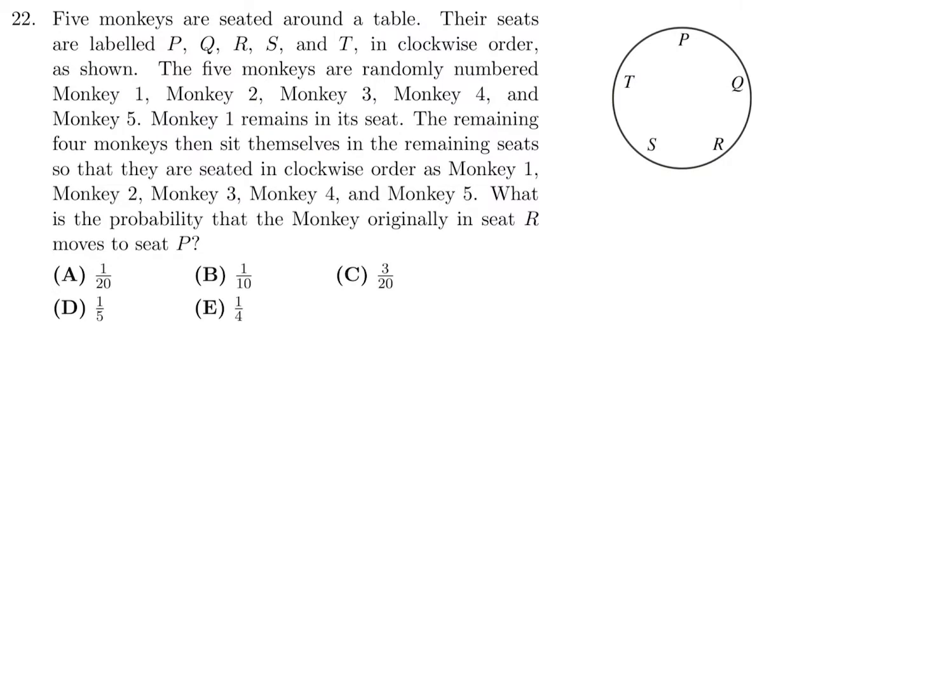Five monkeys are seated around a table. Their seats are labeled P, Q, R, S, T in clockwise order, as shown. The 5 monkeys are randomly numbered: monkey 1, 2, 3, 4, and 5. Monkey 1 remains in its seat. The remaining 4 monkeys then sit themselves in the remaining seats so that they are seated in clockwise order as monkey 1, 2, 3, 4, and 5. What is the probability that the monkey originally in seat R moves to seat P?